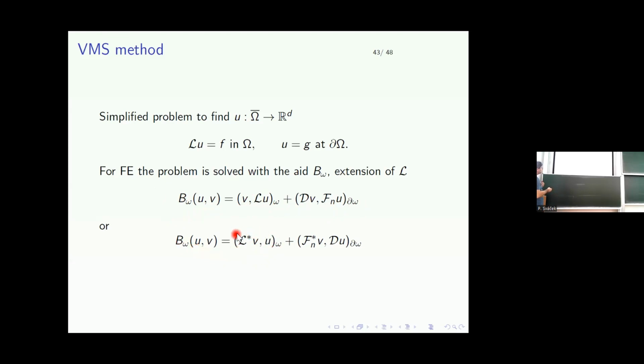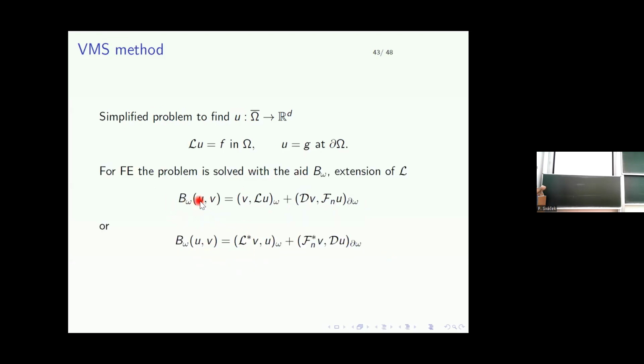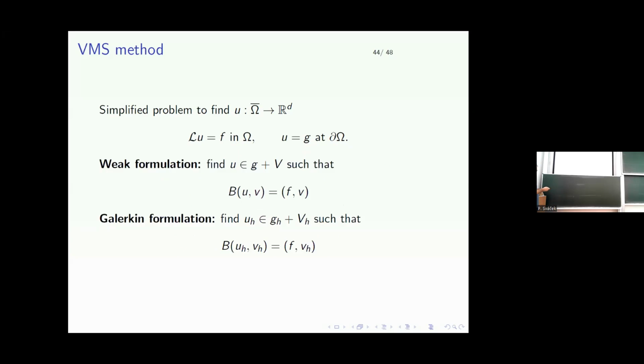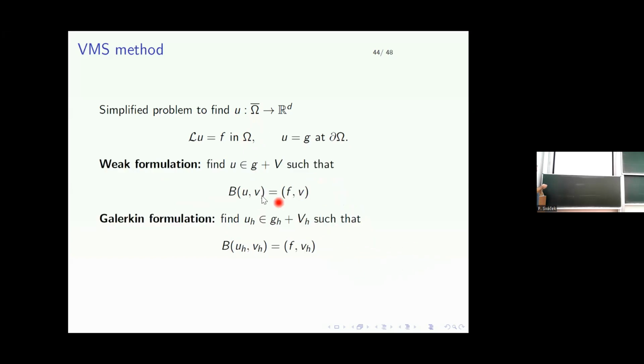We can also introduce a dual operator, L star, which is related to this bilinear form like this. I will omit the small omega here: if the small omega becomes the whole domain omega, we have zero test functions and these two terms disappear. So we have our weak formulation of the problem: find U in some space such that B(U,V) is equal to F(V) for all test functions V.